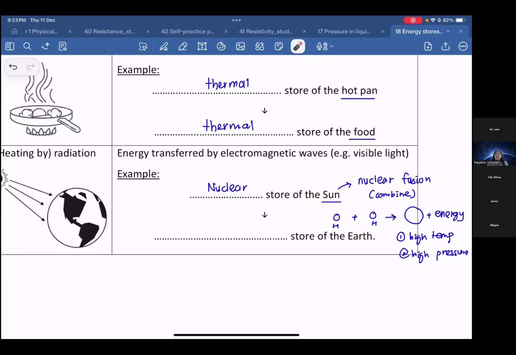We need certain terms and conditions to make this happen, so we must make it happen at high temperature and high pressure. So far this can only happen in the Sun. On Earth, a power station uses nuclear fission. So what energy store do we get? We get thermal energy, or internal energy store.